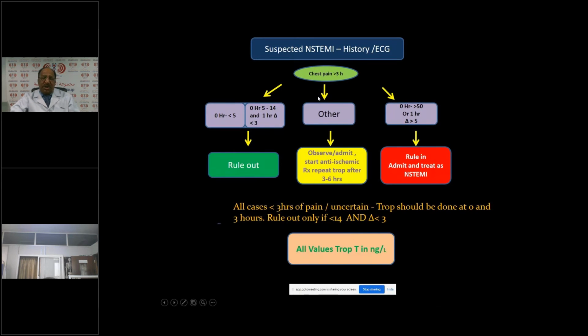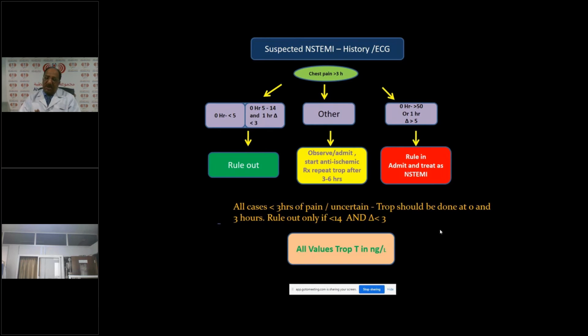So chest pain more than 3 hours, trop T less than 5 ruled out, 5 to 14 with delta less than 3 ruled out, more than 50 or more than 14 with 1 hour delta more than 5, then ruled in. Other cases, observe, admit, and repeat after 3 to 6 hours. All cases less than 3 hours of pain or uncertain index pain, that's very important, trop T should be done at 0, 3, and even more than that.